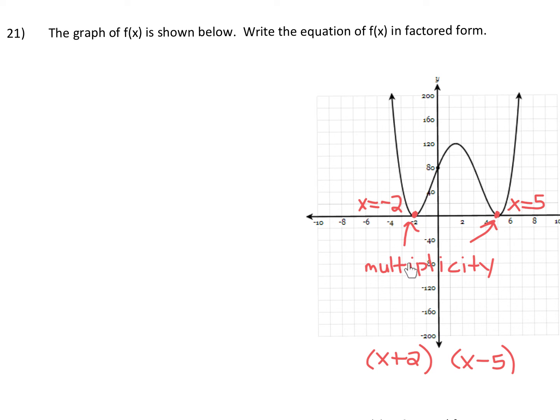Okay, so we know that we have multiplicity here. When we have multiplicity, we need to put squares on these factors. Okay, so there's 2 of these and 2 of these. All right, so I'm going to write out, they're using f of x this time. So f of x equals, we use a c for the leading coefficient, and then we have x plus 2 squared, and then x minus 5 squared.